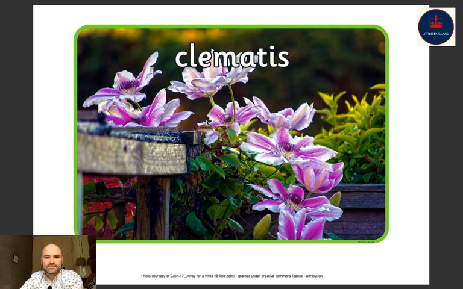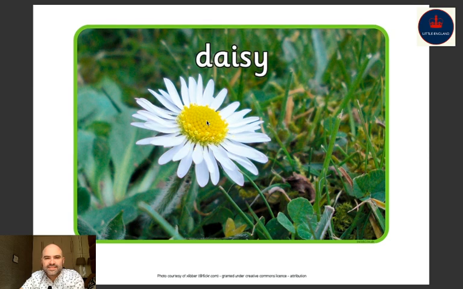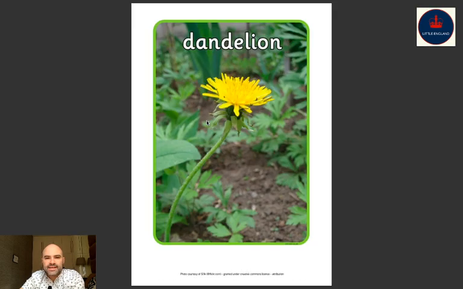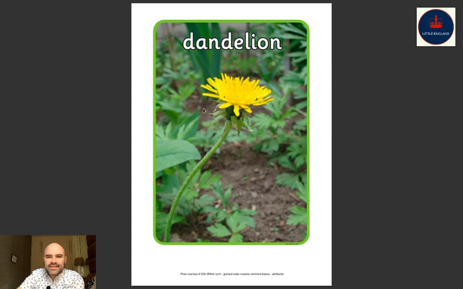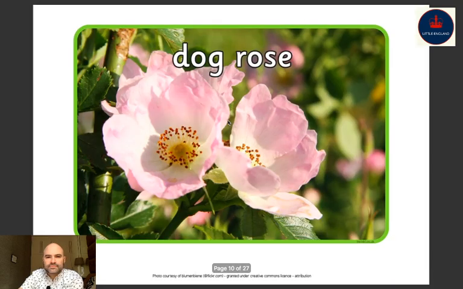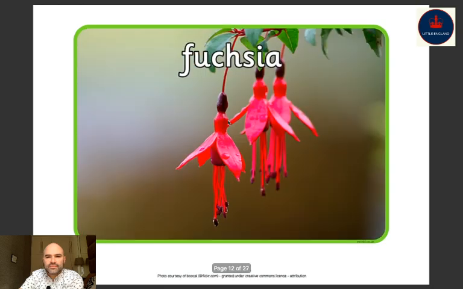Clematis, cow parsley, cow parsley. Are you guys repeating? I can't hear you. Cow parsley. Daisy, dandelion, dog rose. These are different plants. Some of these aren't plants because I know dandelion isn't a plant. Isn't a flower. Dandelion isn't a flower. It's just a weed. So it's a type of plant. Dog rose. Forget-me-not. These are beautiful flowers. Forget-me-not. Fuchsia. Fuchsia.